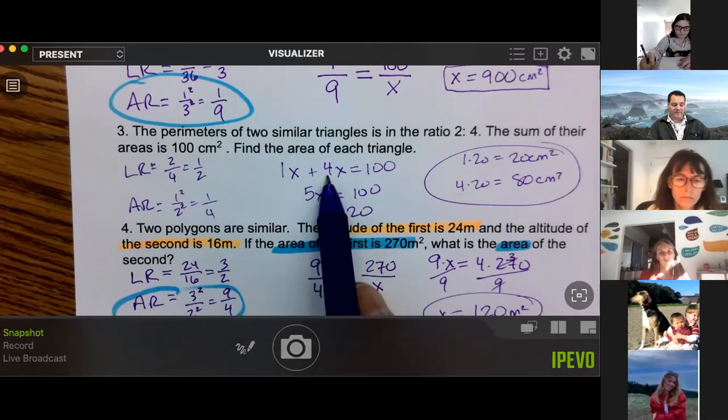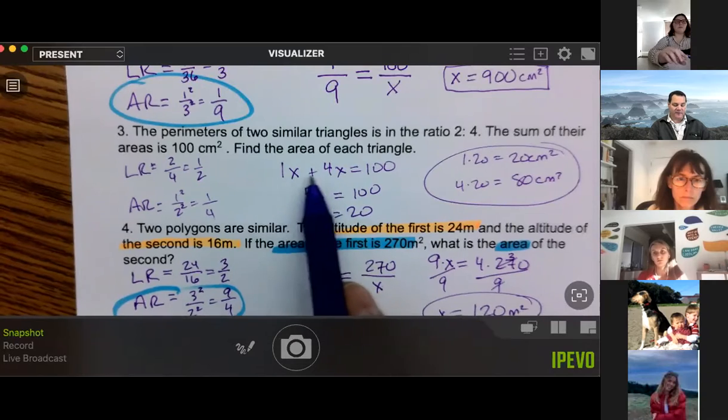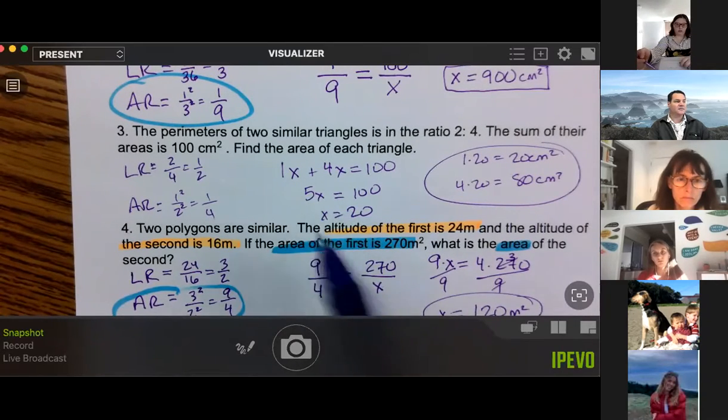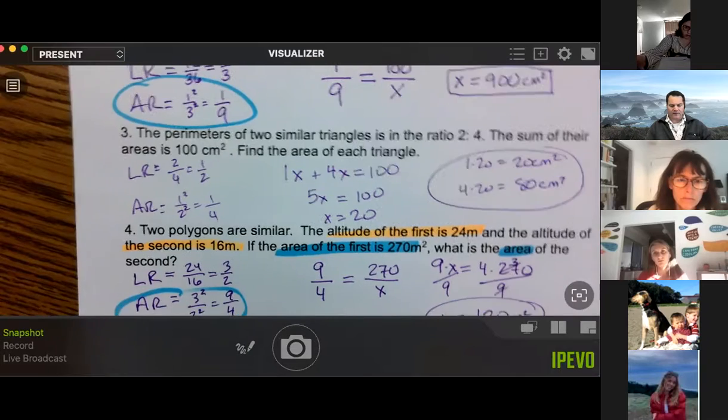And that way it could be 1 and 4, could be 2 and 8, could be 3 and 12, could be 4 and 16, could be 5 and 20. Turns out it's 20 and 80. Okay.